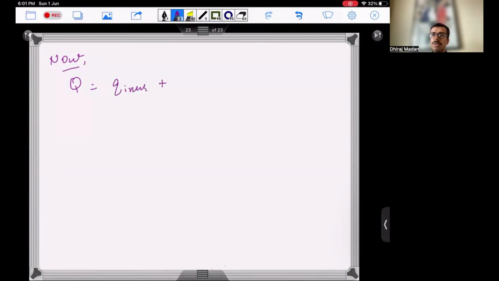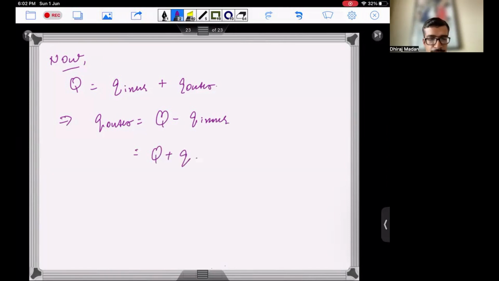This capital Q is going to be Q inner plus Q outer, which implies that Q outer is capital Q minus Q inner, which means it is capital Q plus small q. Okay, so this is the net charge which is induced on the outer surface.